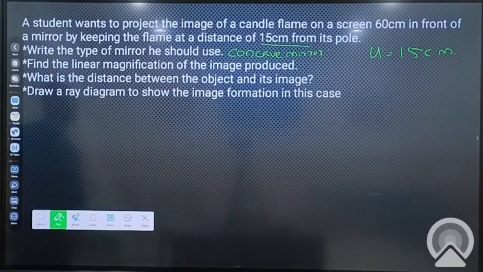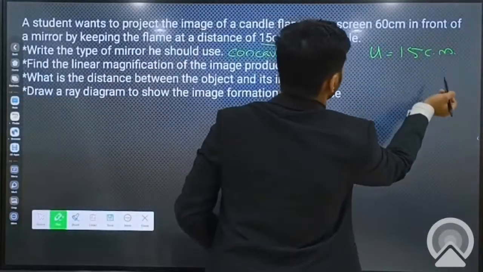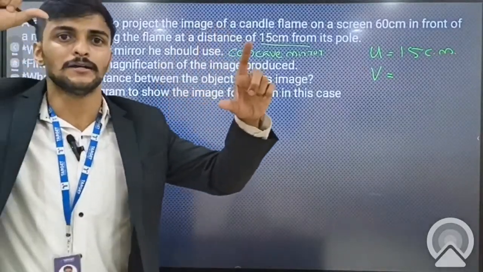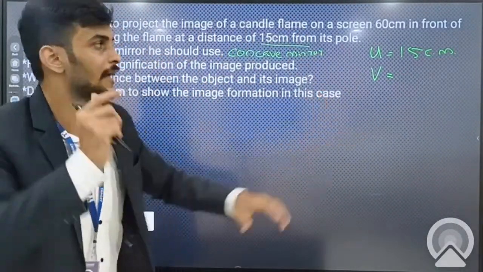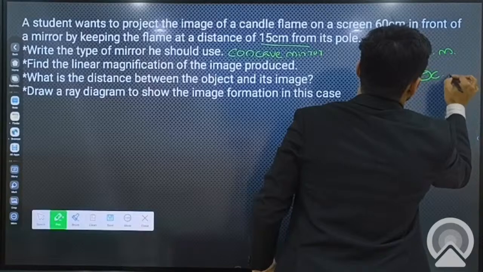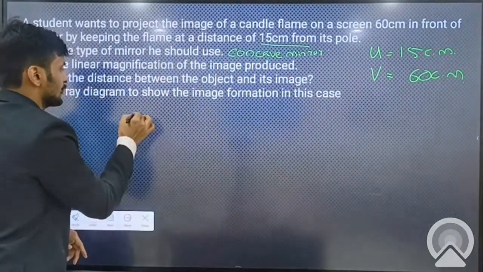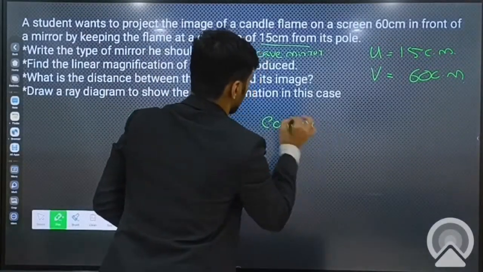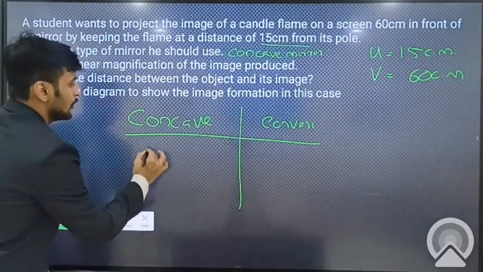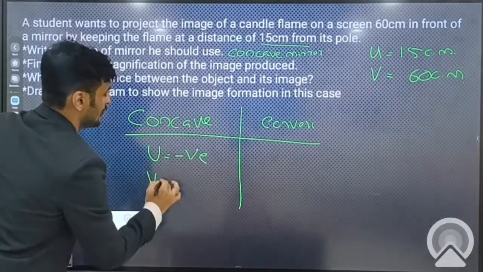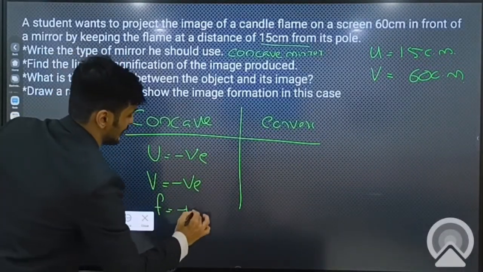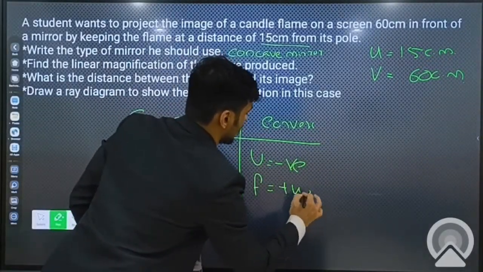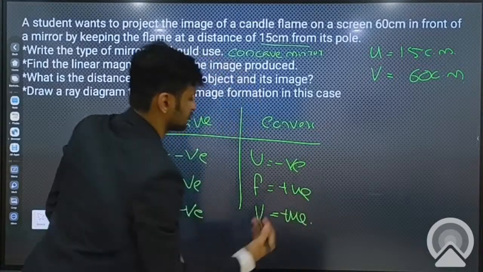Find the linear magnification. Here we can see u is 15 centimeter and v is also given, that is, the distance from the mirror to the screen, which is 60 centimeter. And one more thing, guys. For concave, you have to take u as negative, v as negative, and f as negative. For convex, you have to take u as negative, f as positive, and v as positive.